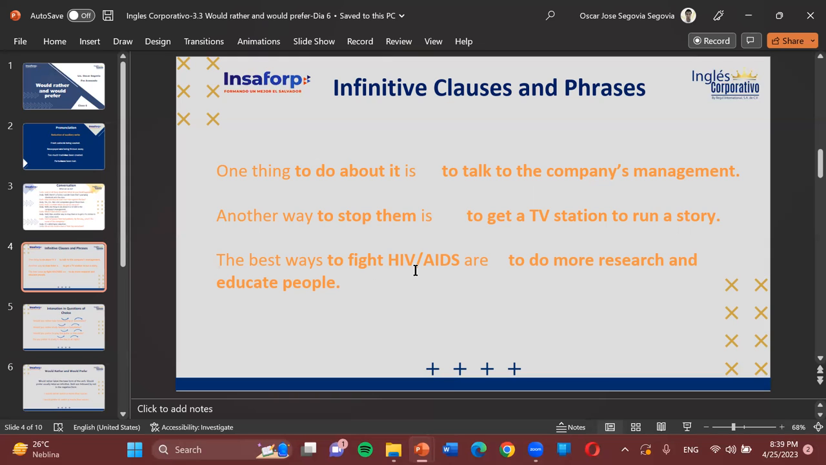The best ways to fight HIV or AIDS are to do more research and educate people. So here you have two different options that are being presented. To do more research and educate people. Yes, Nadia.